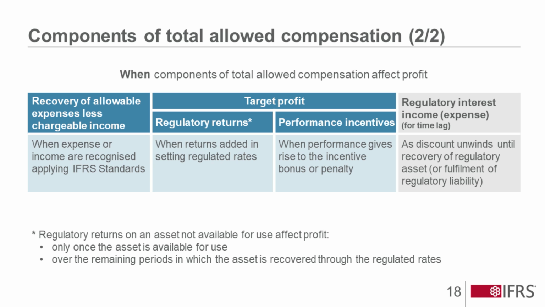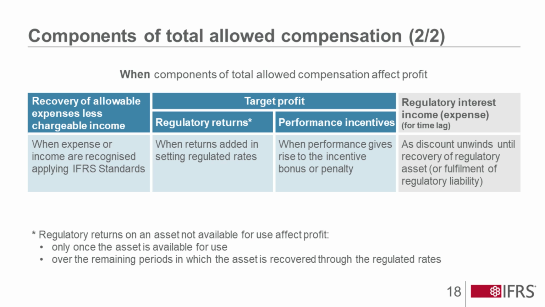Lastly, regulatory interest income or regulatory interest expense. A regulatory agreement might compensate an entity for the time lag between the origination of a regulatory asset and its recovery, or might charge the entity for the time lag between the origination of a regulatory liability and its fulfillment. In that case, the entity would report regulatory interest income on a regulatory asset or regulatory interest expense on a regulatory liability as interest accrues throughout the life of the regulatory asset or regulatory liability.